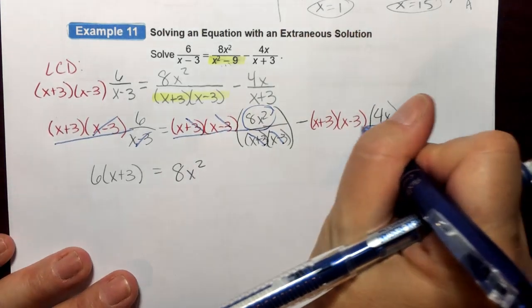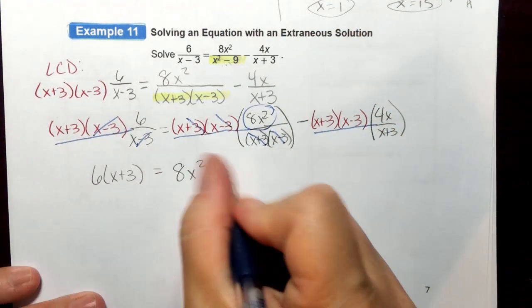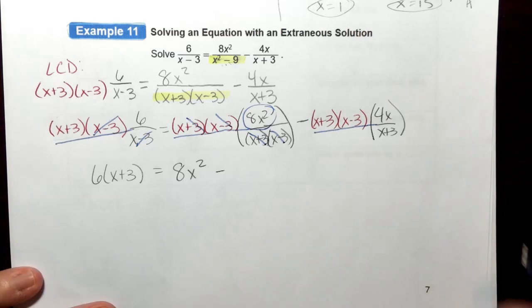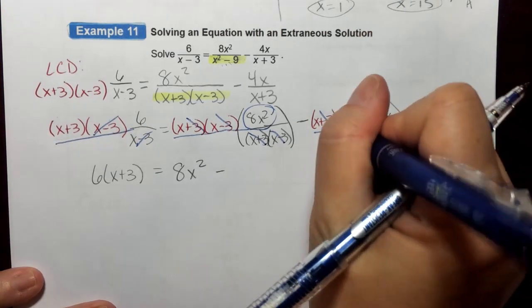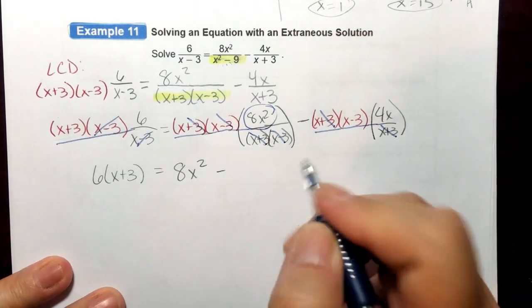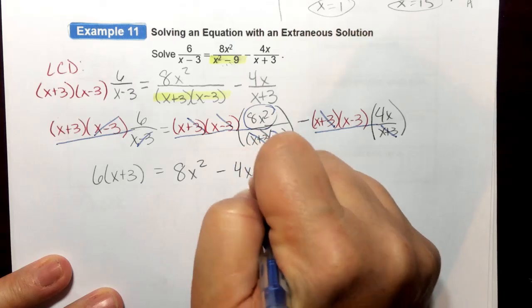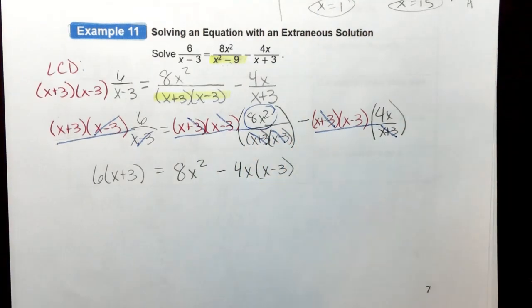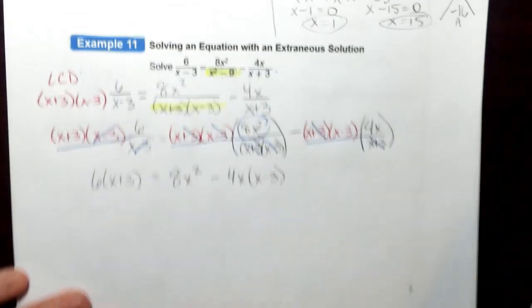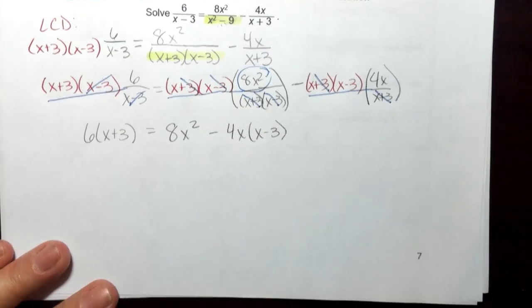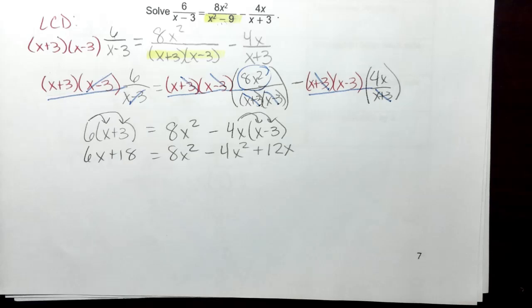So then we do this one over here. Remember, we have a minus sign, so don't lose the minus sign. And then we can cancel out the x plus 3 and the x plus 3. So we're left with 4x times x minus 3. So now we have no more fractions, for all you fraction haters out there. So now we need to simplify. So we're going to do distributive property. So go ahead and do distributive property.